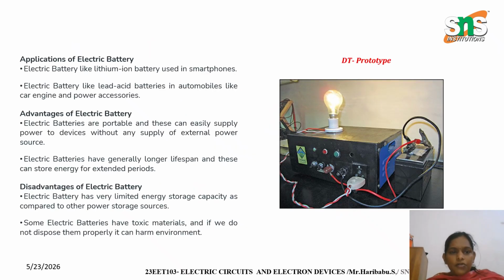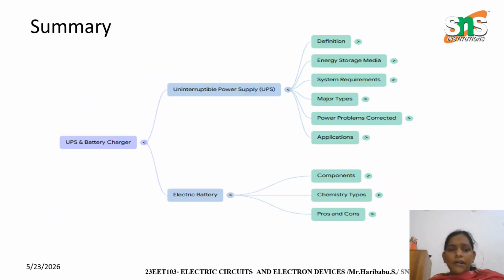Let us see the application of electric batteries. The lithium ion battery is mainly used in smartphones, and it is also used in car engines. The main advantages are that it works without any supply of external power source, it's very portable, and it generally has a longer lifespan. The disadvantages are that it has limited energy storage capability as compared to other power storage devices, and it is made up of toxic material.